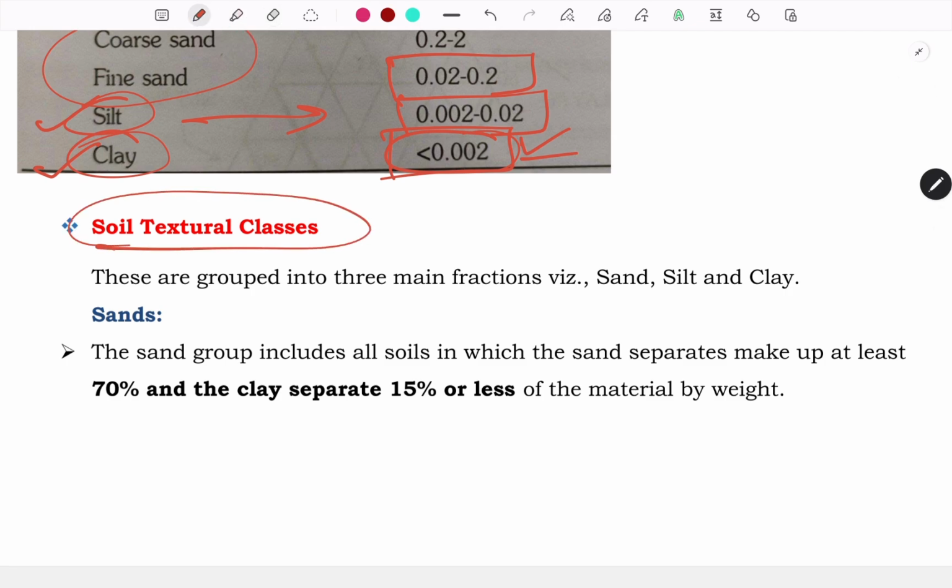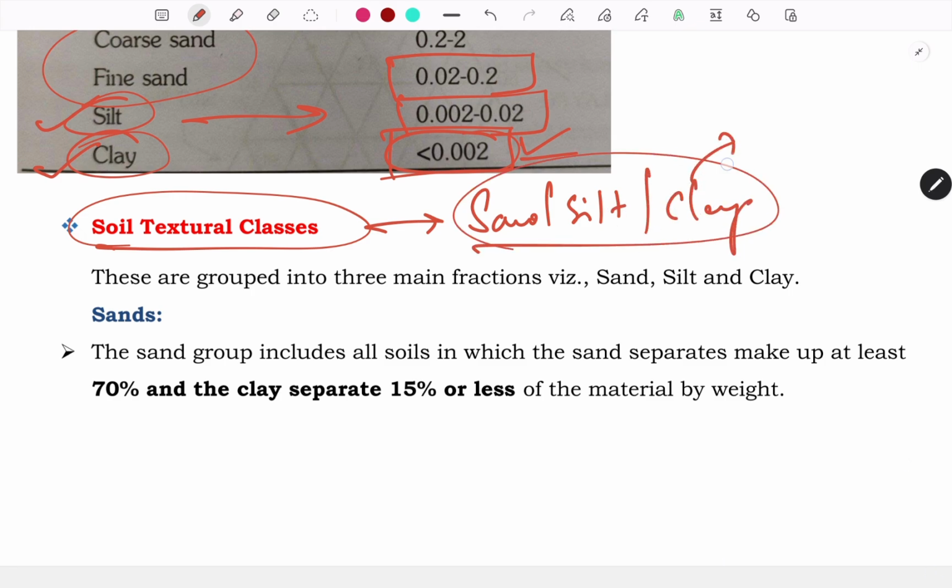The soil textural classes are grouped into three main fractions, that is sand, silt, and clay. We have already discussed these. These are also called soil separates.